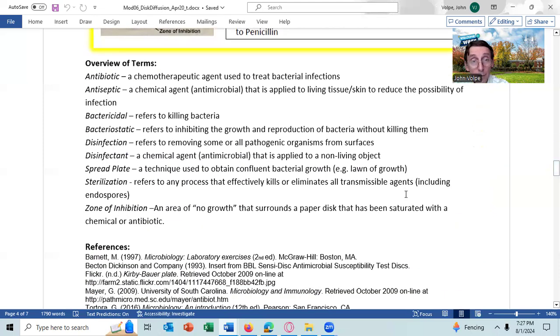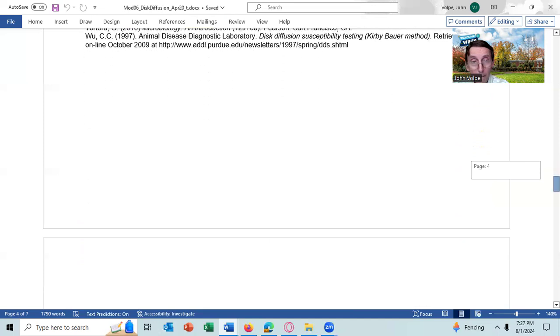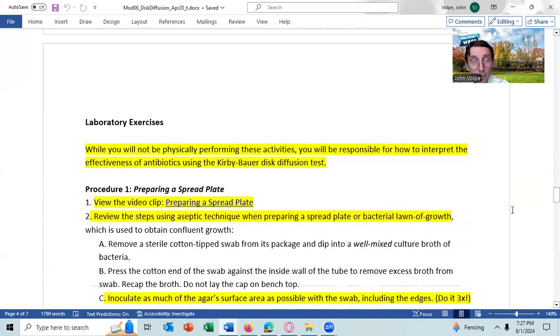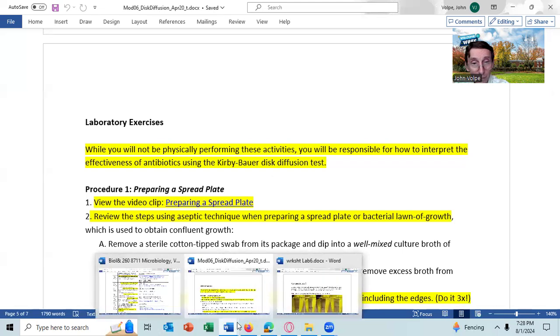All right, know the terms of this lab, and then perform the laboratory exercise. You're not going to be physically performing any of these activities, but you will be held responsible for how to interpret the effectiveness of antibiotics using the Kirby-Bauer disk diffusion method. And let's go to the worksheet now.